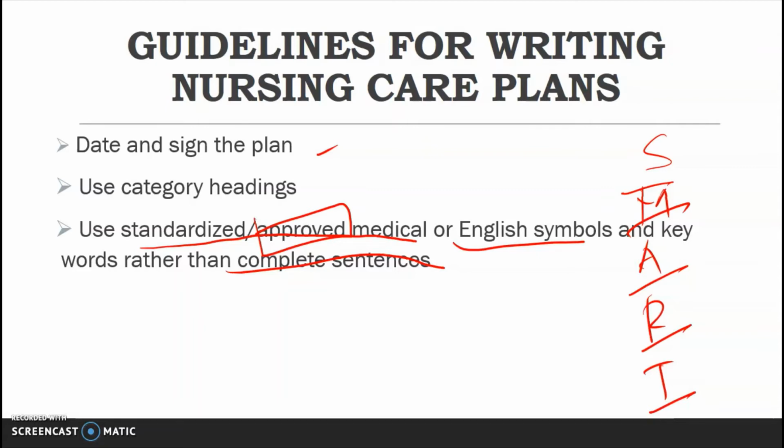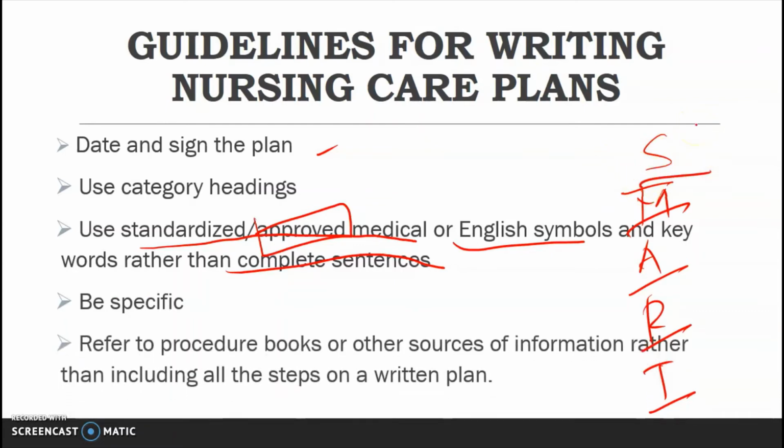So make the sentence concise rather than writing complete sentences. So use phrases rather than sentences. Later on, we are going to show how to do that with the examples that we have. Okay, it has to be base specific. Remember, sinabi ko kanina sa SMART, it has to be specific. Refer to procedure books or other resources of information rather than including all the steps on a written plan.